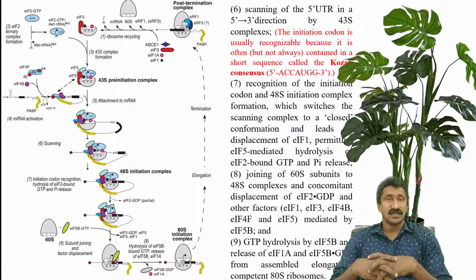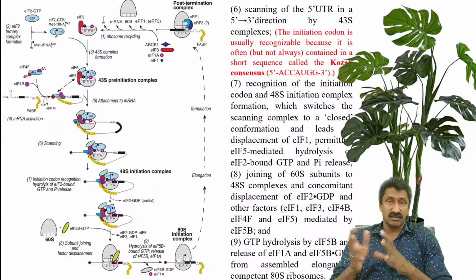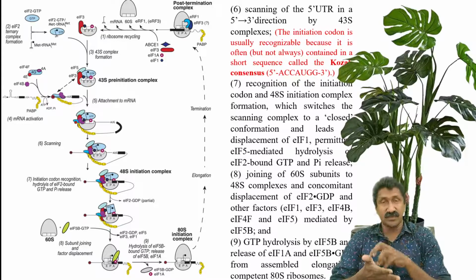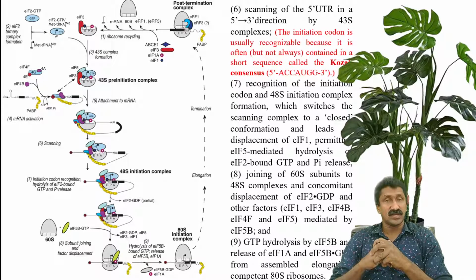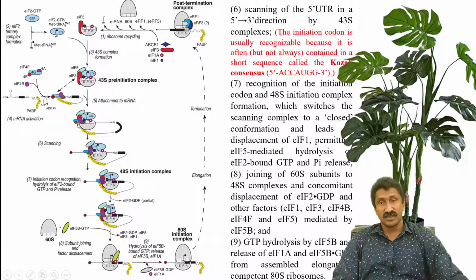So this is the description. You can see that one. Initially, after binding at the 5' cap, the assembly will be scanning through the 5' untranslated regions or UTRs in the 5' to 3' direction, starting from the 5' cap, and that is the 43S complex scanning through this region.